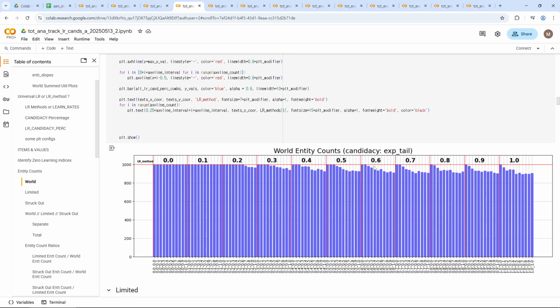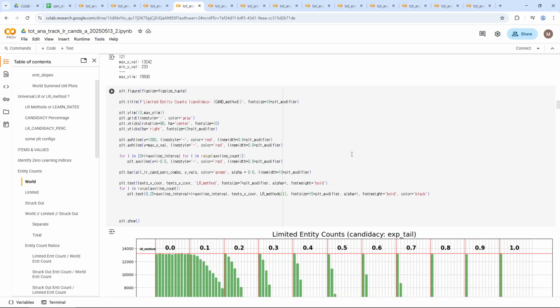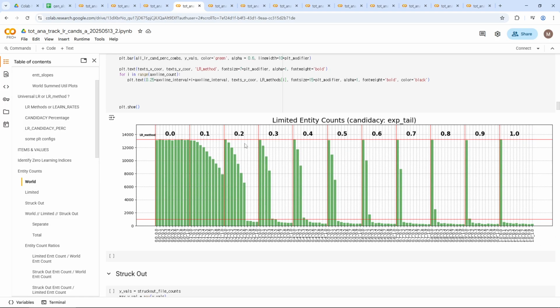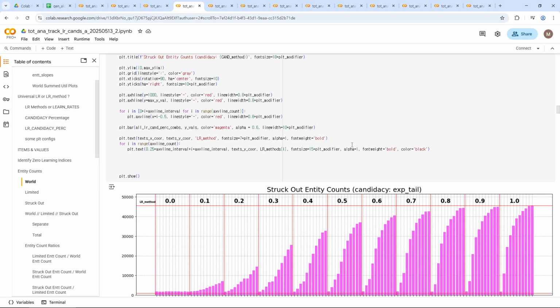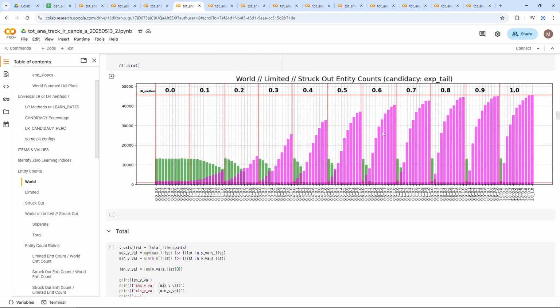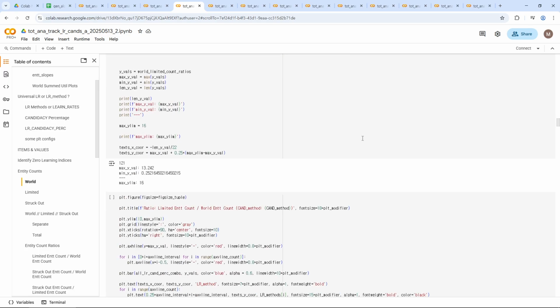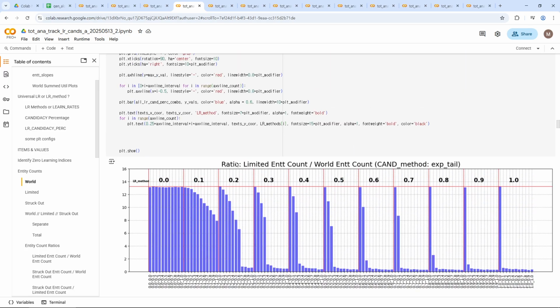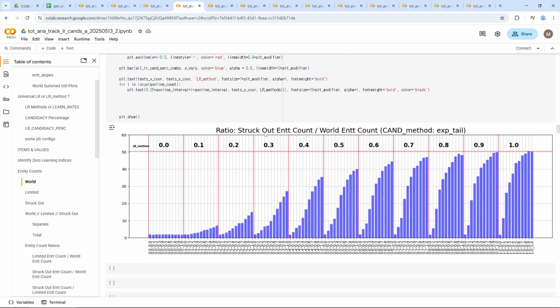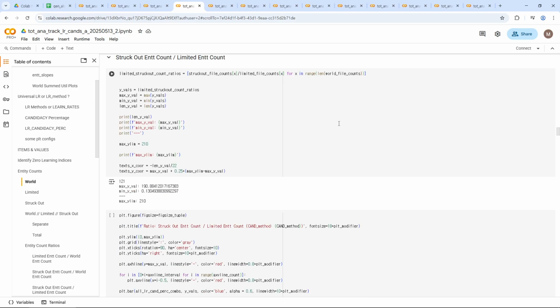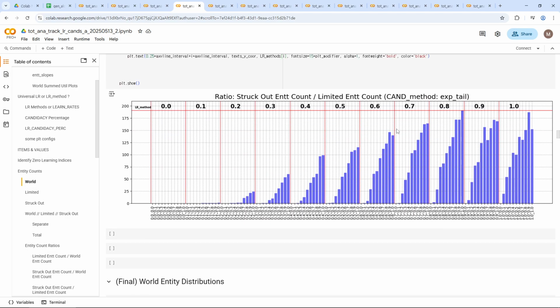Okay, same behavior there. More learn impact, meaning fewer entities in the final world. For the limited, again, white gaps because more entities are being struck out, and now we have more entities being created after the 0.3 mark. Learn rate of 0.3, more entities being created, and total count ratio, limited to world, okay, struck out to world, okay, and struck out to limited, yeah.